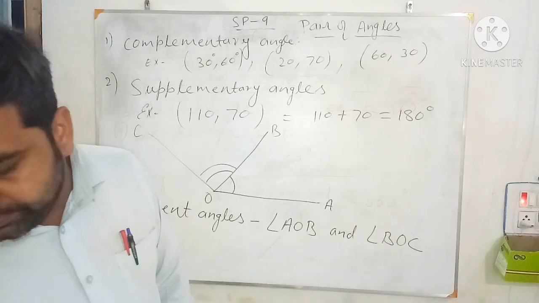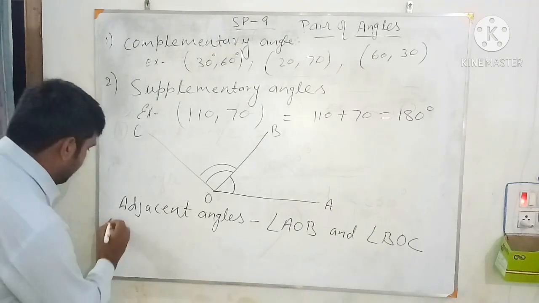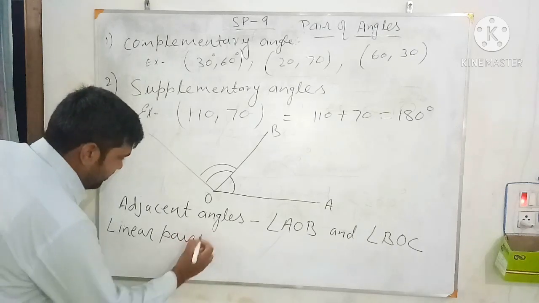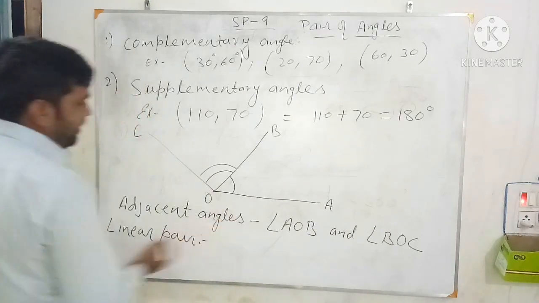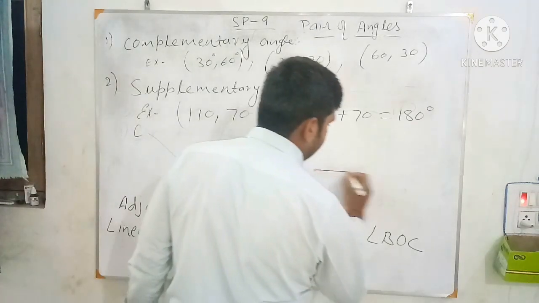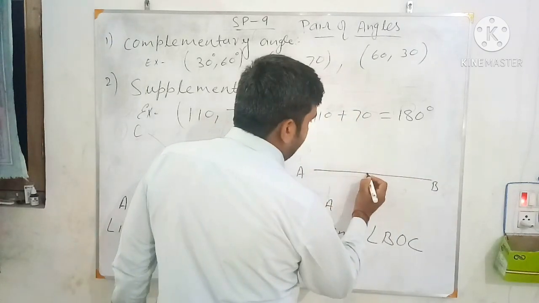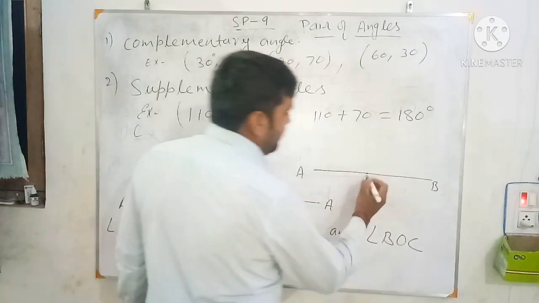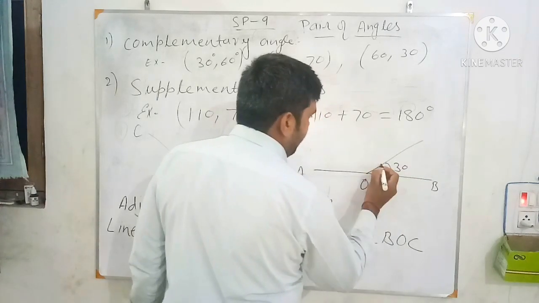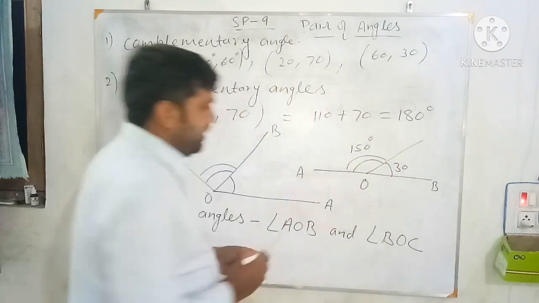So next is the linear pair. Linear pair: angles made on a straight line. Here you can see a straight line AB and a point O on AB. Now we make two angles here, this angle is 30 degrees and this angle is 150 degrees.